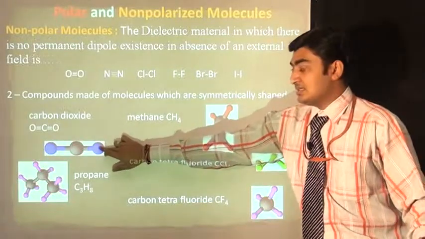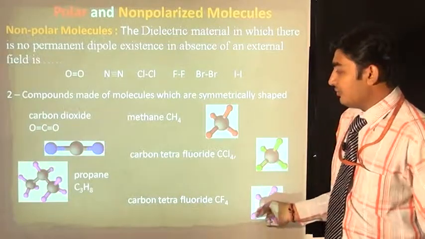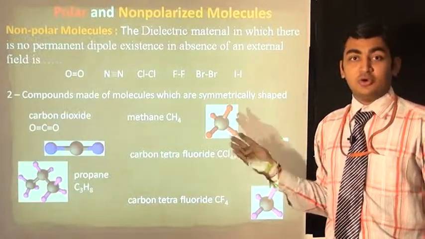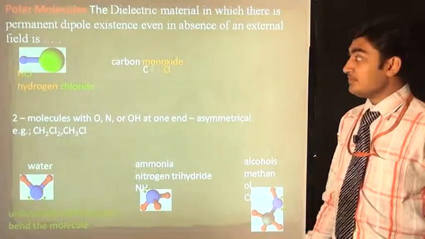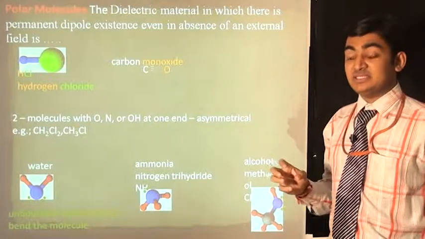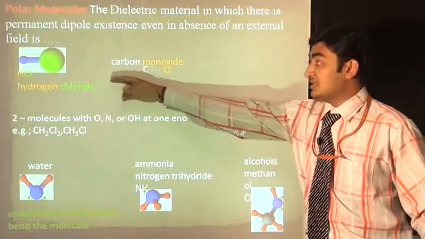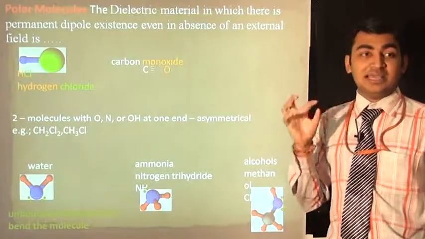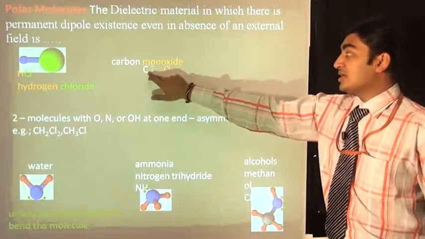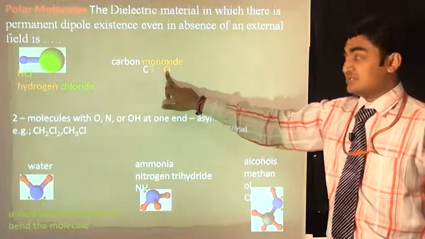Second examples are CO2, CH4, CCl4, CF4, C3H6. It means materials which have covalent bonds are all non-polar materials. Then polar material is a dielectric material in which a dipole moment exists in the absence of an electric field, like HCl. HCl has H plus and Cl minus poles in the absence of an electric field. Then carbon monoxide has C minus and O plus without an external field.